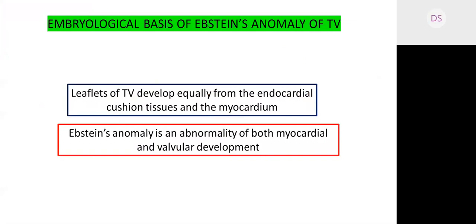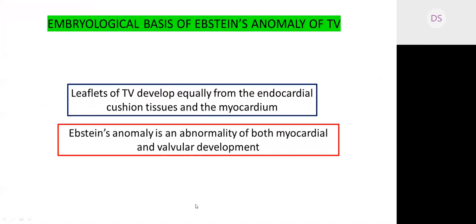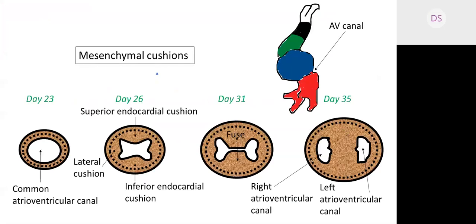It's important to understand that the tricuspid valve develops from two components. One is the endocardial cushion tissue, and second is the myocardium. So it develops from the endocardium and the myocardium both. So when you have an abnormal tricuspid valve, like in Ebstein's anomaly, it is an abnormality of both the myocardium and the valvular development. So Ebstein's anomaly is produced because of two problems, the myocardium and the valve, which are defective. So now let us see what is an endocardial cushion.